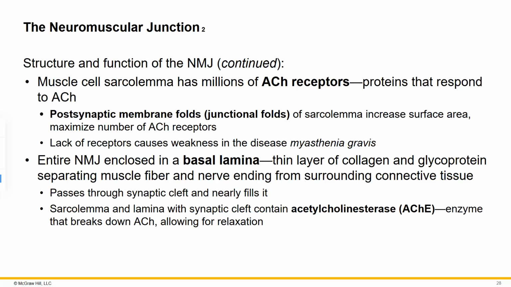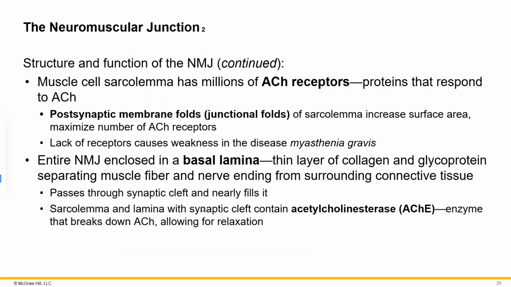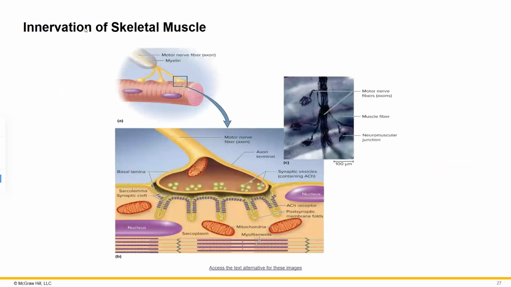The muscle cell sarcolemma has millions of acetylcholine receptors, proteins that respond to acetylcholine. Postsynaptic membrane folds, or junctional folds, of the sarcolemma increase the surface area to maximize the number of acetylcholine receptors. So here you can see it's not just a flat surface; there's actually infolding so that we can have more acetylcholine receptors. When this axon stimulates a nerve impulse and a muscle contraction follows, we want to ensure that this muscle contraction happens. So when we release our acetylcholine here, we want lots of receptors here so that we can ensure that this muscle contraction happens.